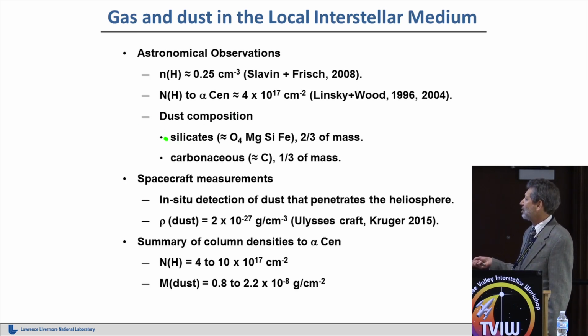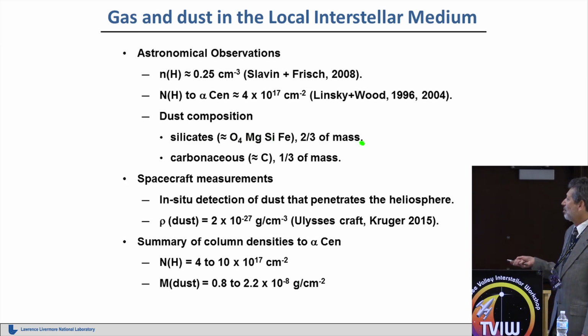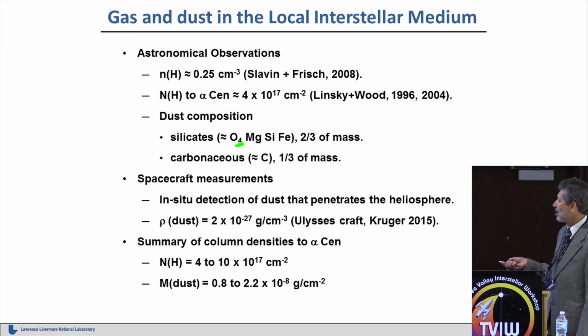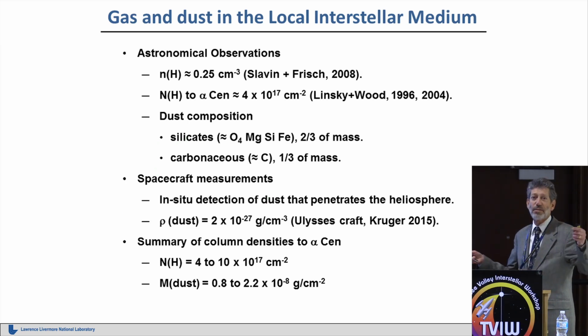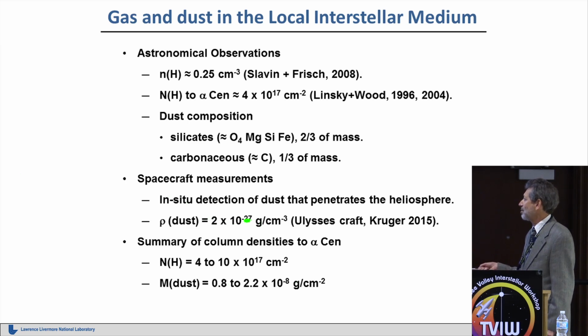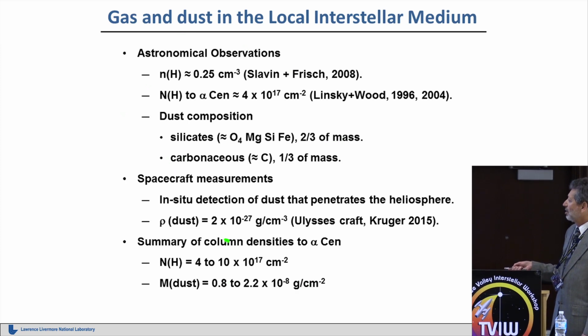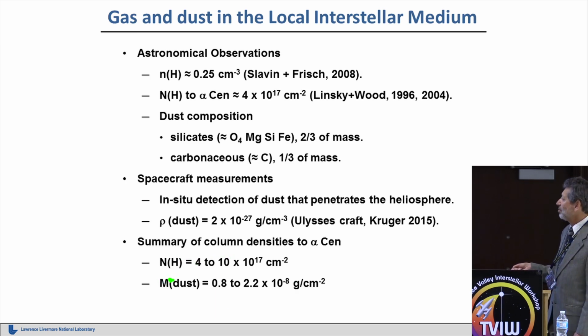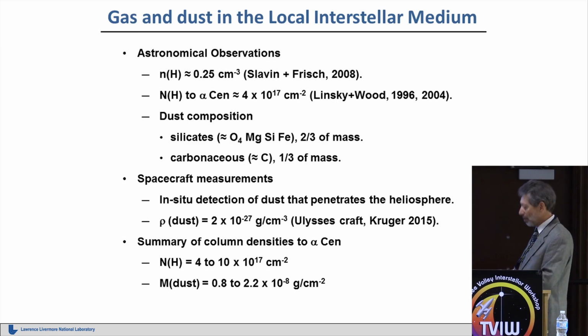The dust composition is mainly of two types: silicates, which have oxygen, magnesium, silicon, and iron, and most of the mass, two-thirds of the mass, is in those types of dust particles. There's also carbonaceous dust, mainly carbon-containing particles. I'll concentrate on the silicates. Then, in addition to astronomical observations, there are spacecraft measurements which detect in situ dust that penetrates inside the heliosphere. From these measurements, a recent summary of data from the Ulysses craft by Kruger et al. measured a density of this interpenetrating dust in the heliosphere of 2 × 10⁻⁷ grams per cubic centimeter. If you put all this together, you can conclude that there's a column density of hydrogen atoms between 4 and 10 × 10¹⁷, and a mass column density of dust between about 0.8 and 2.2 × 10⁻⁸ grams per square centimeter. This is to Alpha Centauri. So you're going to plow through all that stuff.